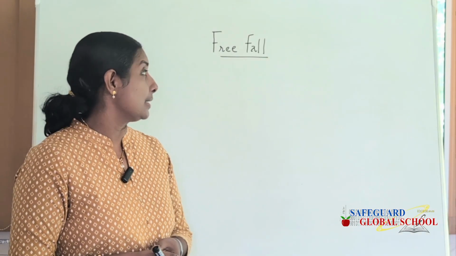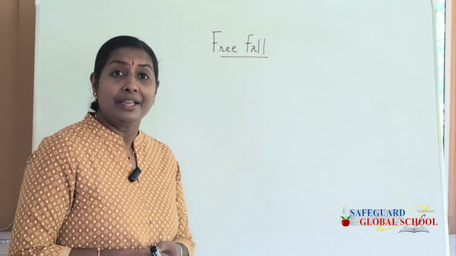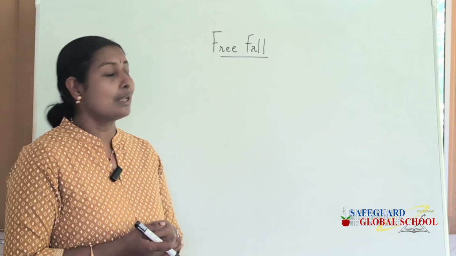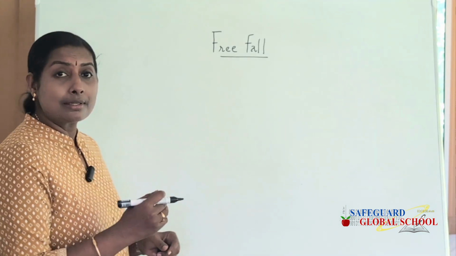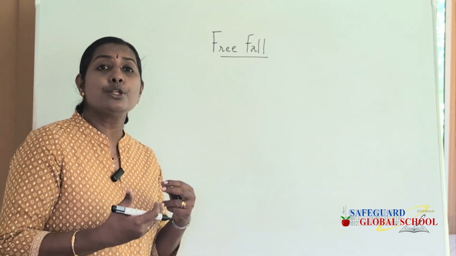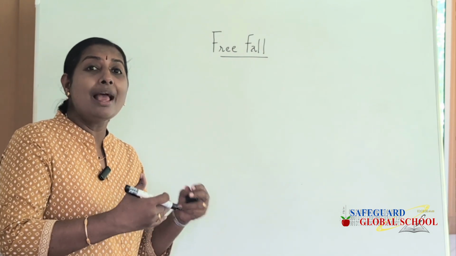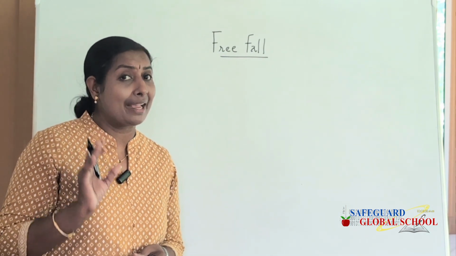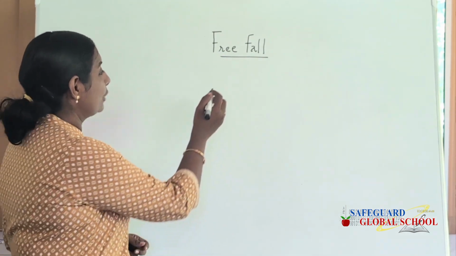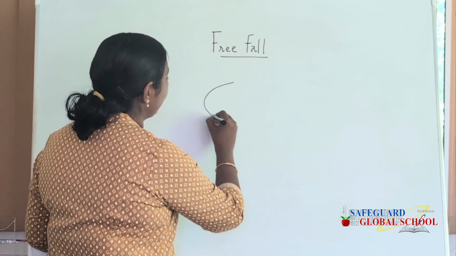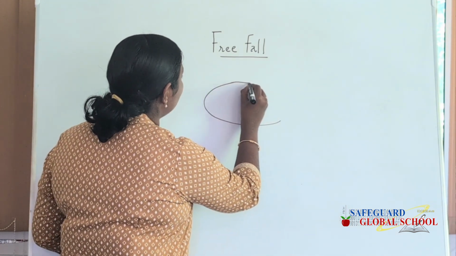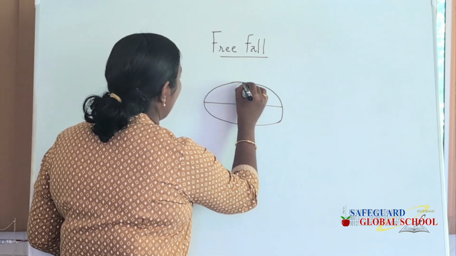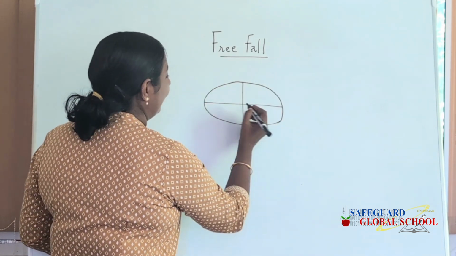Now, let us discuss certain special cases in which the acceleration due to gravity changes. So, let us discuss the comparison of acceleration due to gravity at the pole and at the equator. We know the shape of the earth is a spheroid. Spheroid means it is bulged like this, and this is the axis of the earth.